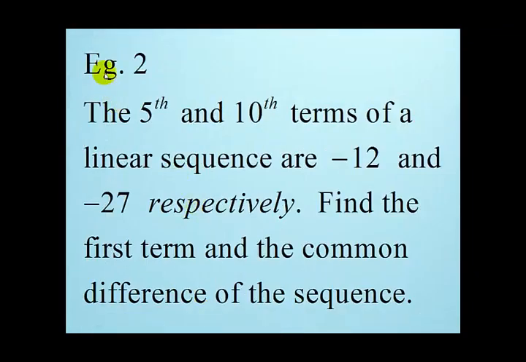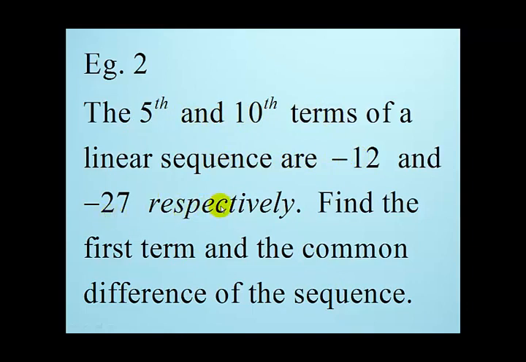Now let's consider this example. The 5th and 10th terms of a linear sequence are minus 12 and minus 27 respectively. Find the first term and the common difference of the sequence. Now from the question, we are told that the 5th and the 10th terms of a linear sequence are minus 12 and minus 27 respectively.